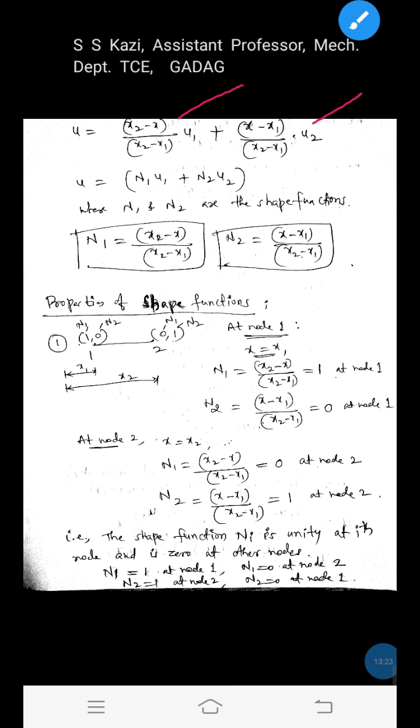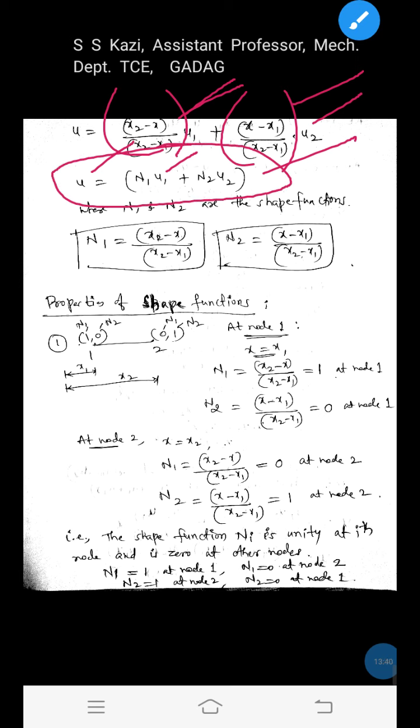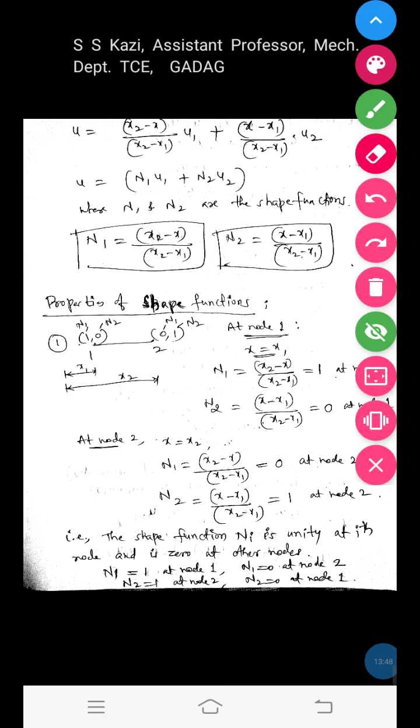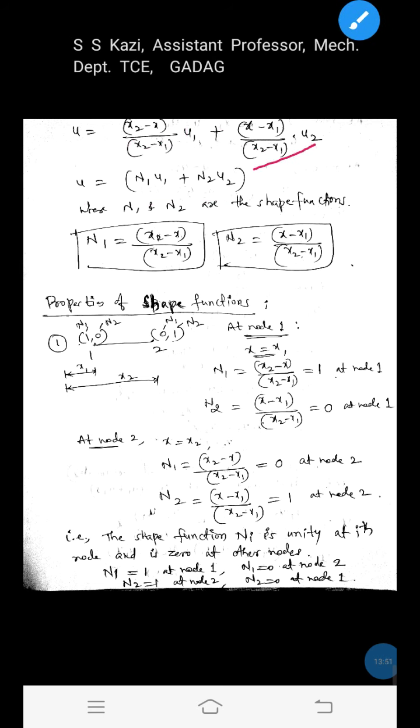Now I will write this equation in this form: u is equal to n1 u1 plus n2 u2. This is the relationship between the field variable and the variables at the nodes that can be established by the shape functions n1 and n2. Already it is defined. Now from this equation we will come to know that the shape function n1 is given by x2 minus x by x2 minus x1, and shape function n2 at node 2 is given by x minus x1 by x2 minus x1.